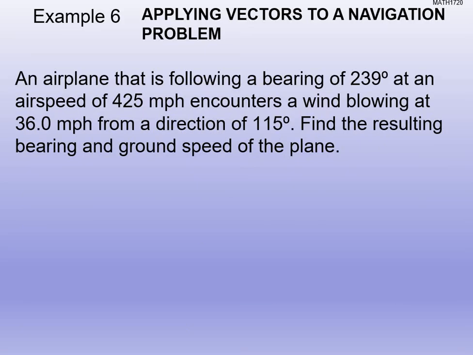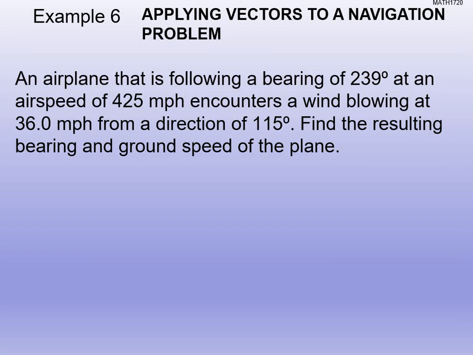Alright, so let's write this problem down. We have an airplane that's following a bearing of 239 at an airspeed of 425 and encounters a wind blowing at 36 miles per hour from a direction of 115 degrees. Find the resulting bearing and ground speed of the plane. Okay, it's important that we draw our little north, south, east, west, and draw our problem out here and how everything is being impacted. So first, draw your plane. It's a bearing of 239.